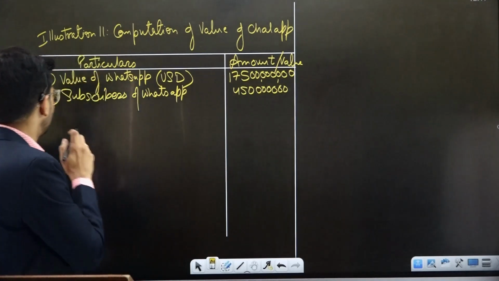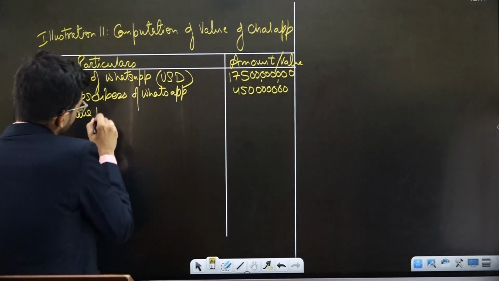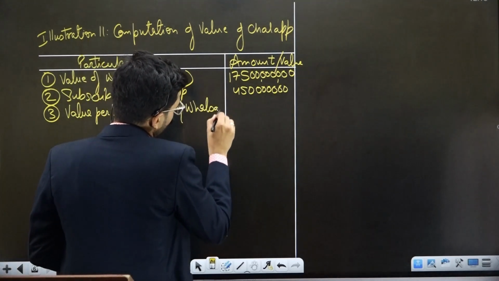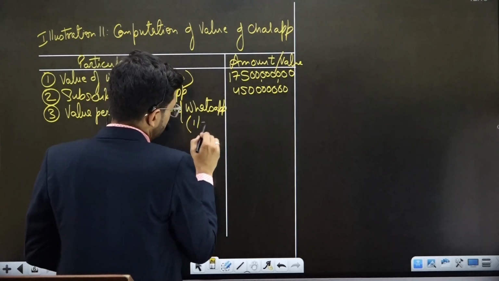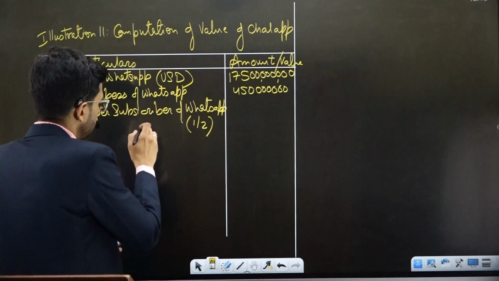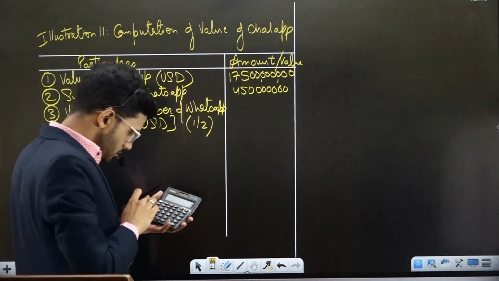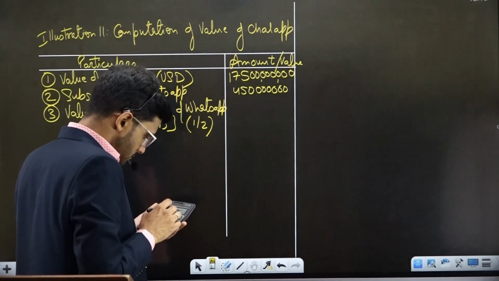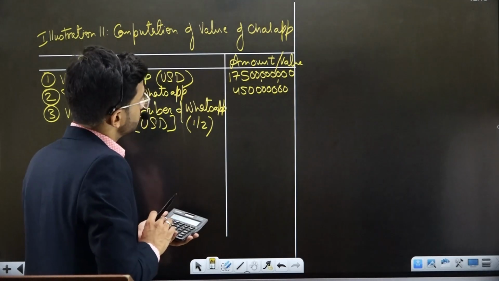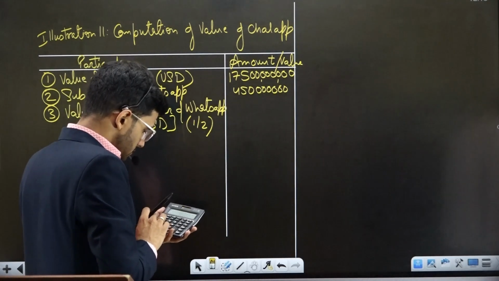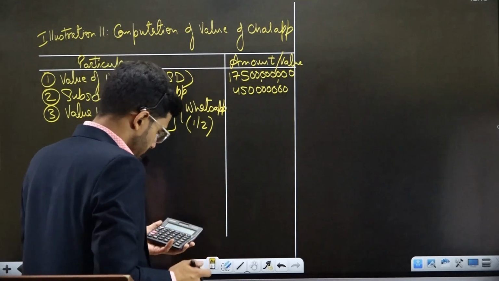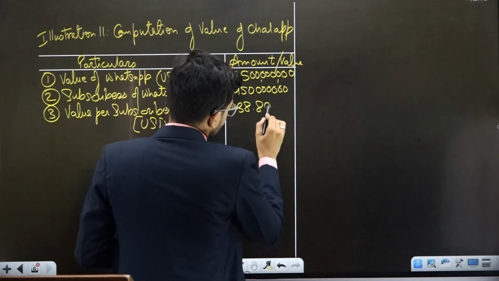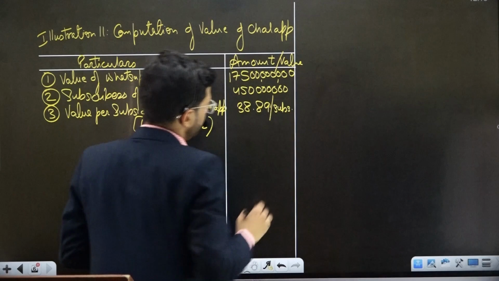So if I were to compute value per subscriber of WhatsApp, what will it be? It will be 17.5 billion divided by 450 million, and this will be in USD. It comes out to 38.89 per subscriber.